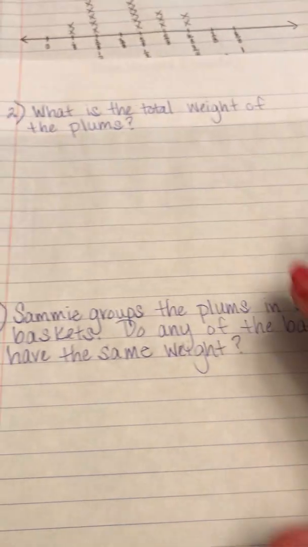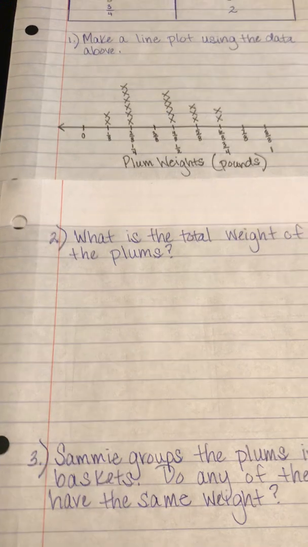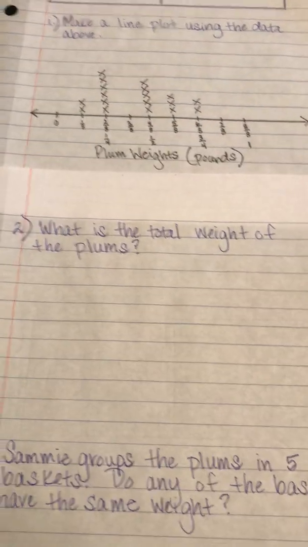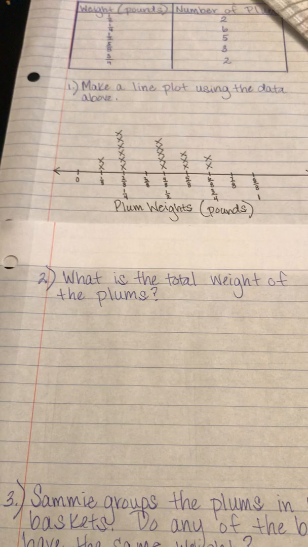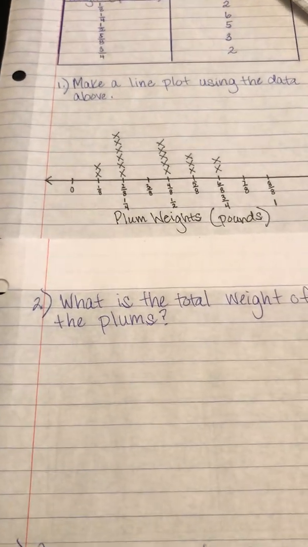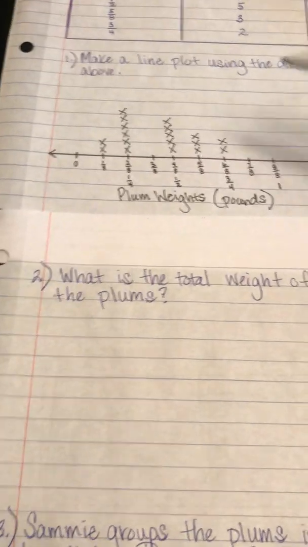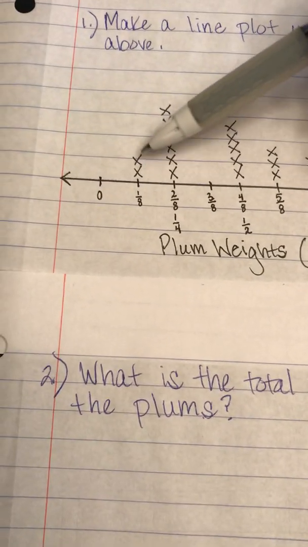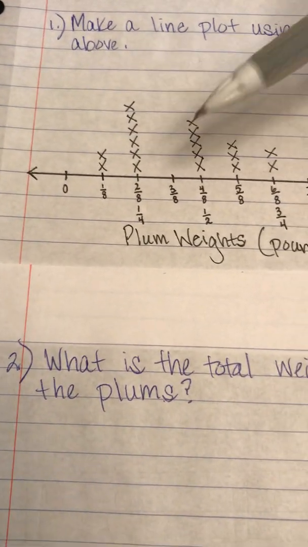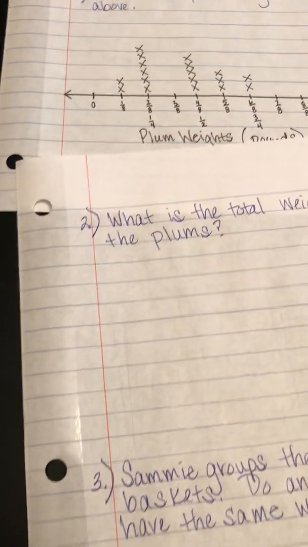Now let's answer some questions. It says, what is the total weight of the plums? Oh my. Okay, so what we have to do here is we have to say, okay, we are going to have to add up all of the weights. So what we're gonna do is we're not gonna freak out. We're gonna go one by one, and we're gonna have to figure out what is the total weight of the plums that weighed 1/8 of a pound, the plums that weighed 1/4, etc., etc. So let's start first with our 1/4 or 1/8.